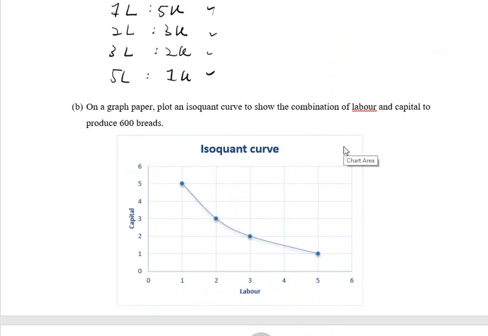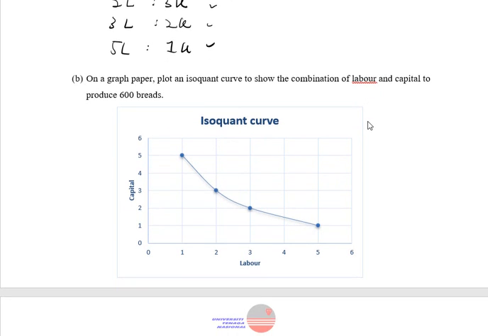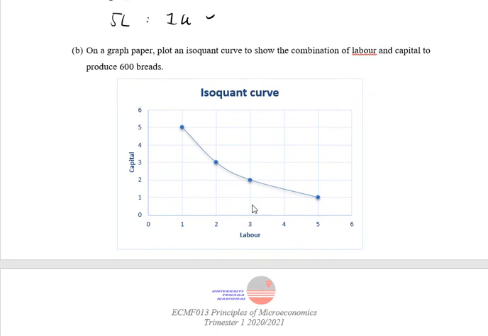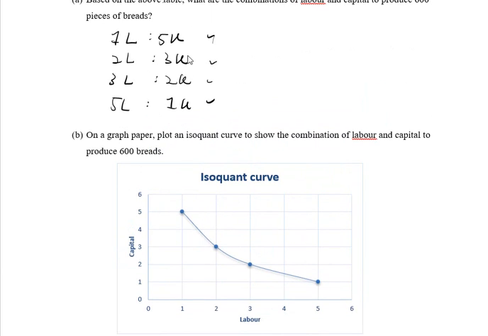Next, on the graph paper, plot an isoquant curve to show the combinations of labor and capital to produce 600 bread. So I do it in Excel. You have here on the y-axis is capital, x-axis is labor. You can also put labor on the y-axis and capital on the x-axis. It doesn't matter, you can swap them and there is no problem. You will get the same curve. So this is what you get after you have plotted the combinations here.